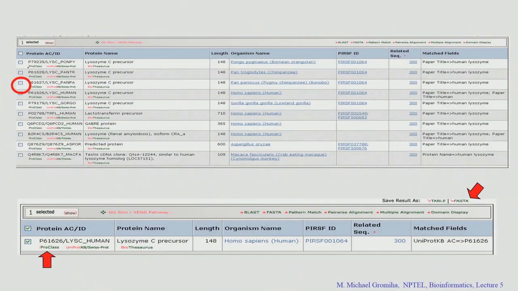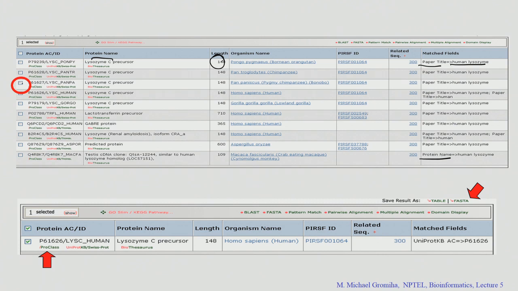You get several entries. These are the protein ID and the protein name. They give the length of the protein. What is the meaning of 148? 148 amino acid residues in the particular protein. Then the organism, the main species for that particular protein, and this PIR-PSD ID, and related sequences, and the matched field. Why the matched field? Because human lysozyme is what we gave, it matched the paper title. Sometimes it matches the protein name. So, wherever it matched, it showed where they found the match.